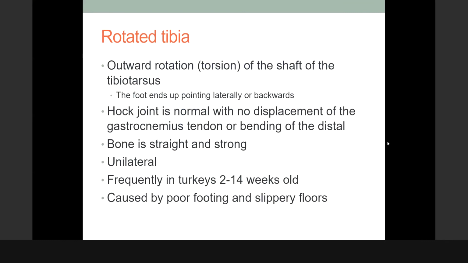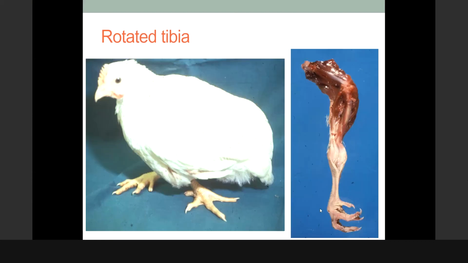Next one is rotated tibia. It's outward rotation or torsion of the shaft of the tibiotarsus. The foot ends up pointing laterally or backwards. The hock joint is normal with no displacement of the gastrocnemius tendon or bending of the distals. The bone is straight and strong and is usually unilateral, frequently in turkeys 2 to 14 weeks old, caused by poor footing and slippery floor. So basically the chicken or the turkey will have a rotated tibia.